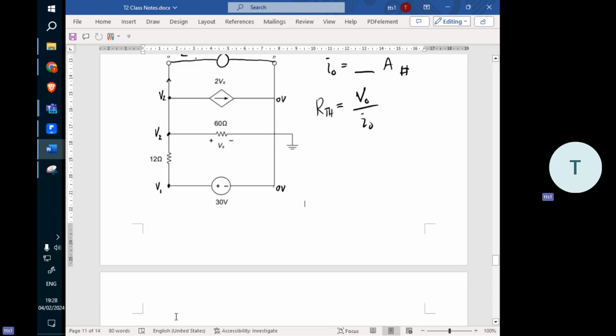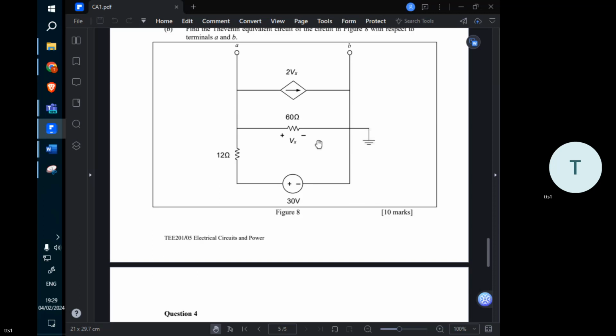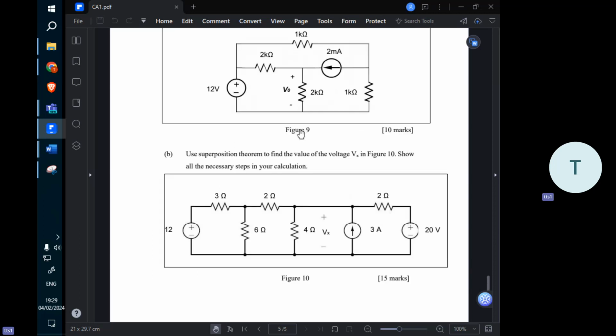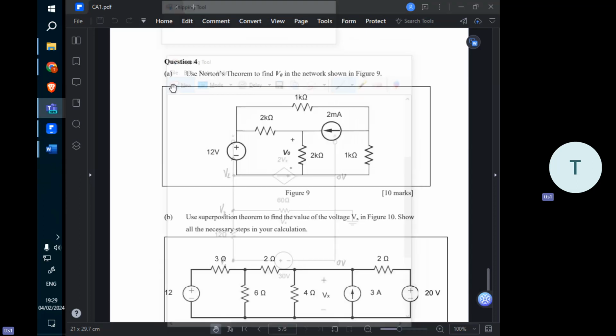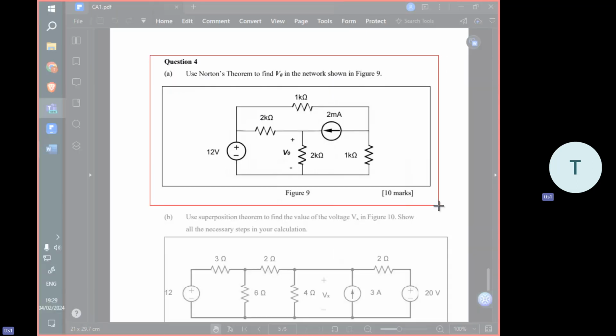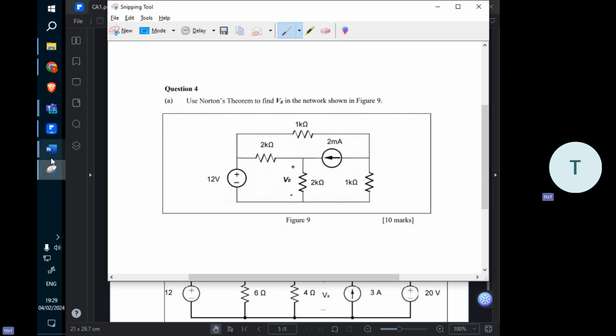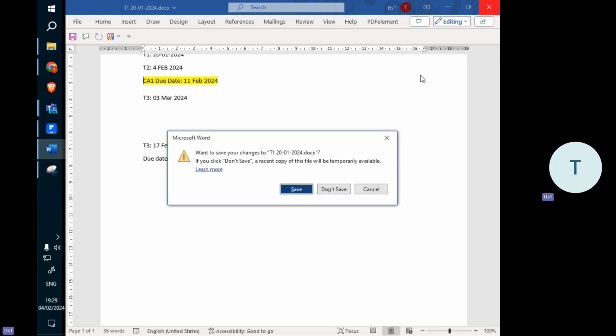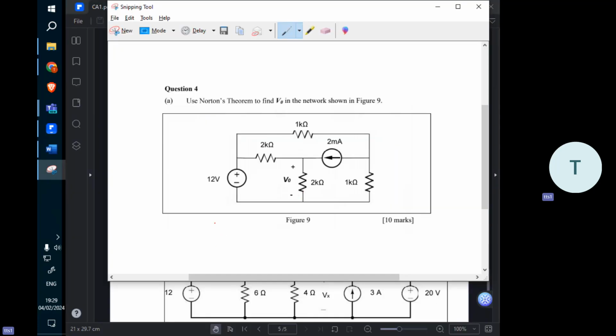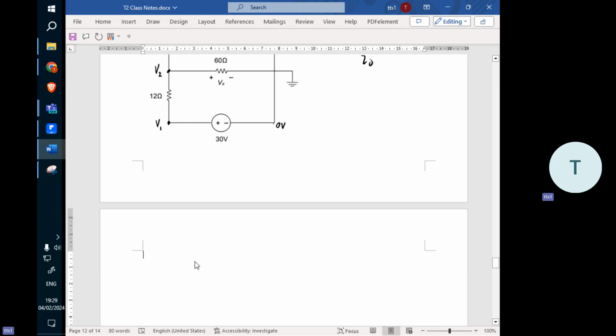All right, since it's already 7:30, I should immediately cover the remaining 2 questions. Otherwise, we don't have enough time. So let's talk about this one straight away. Question 4A. Let me close down this one. Okay, now we're talking about question 4A.